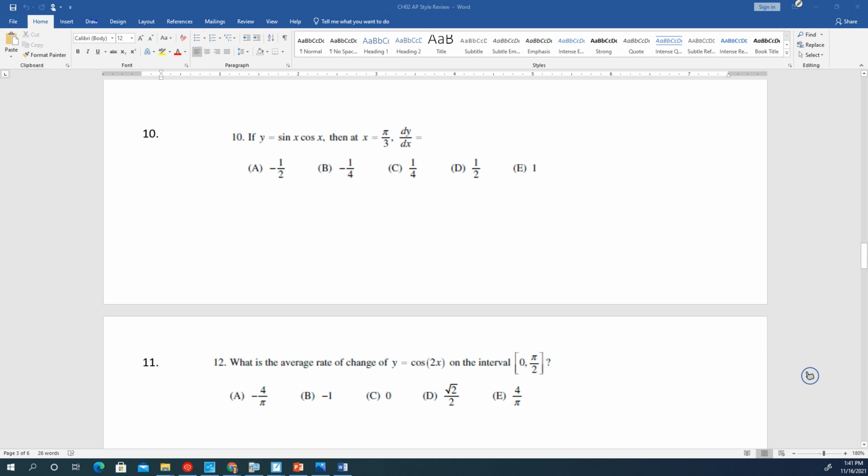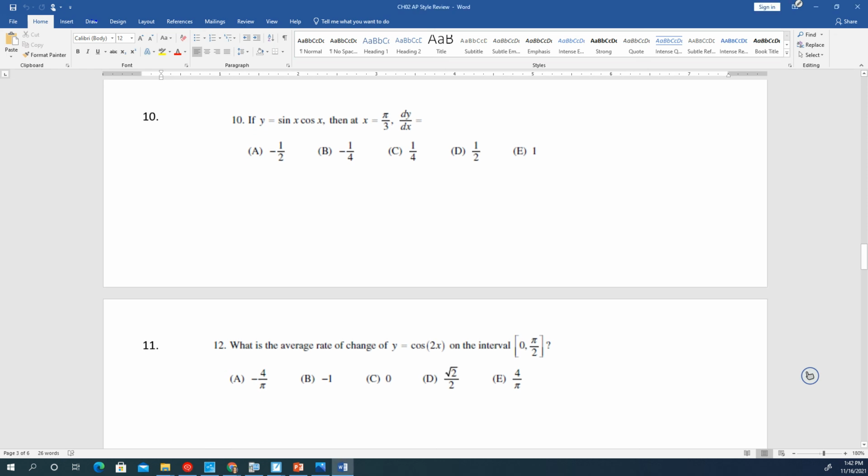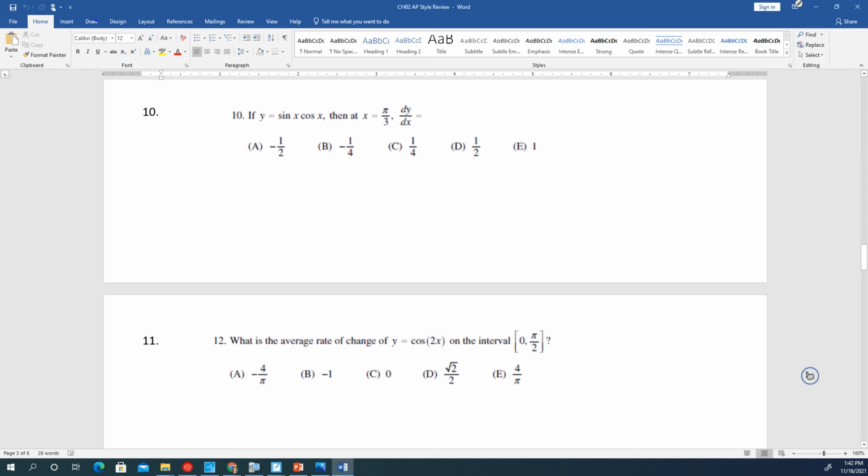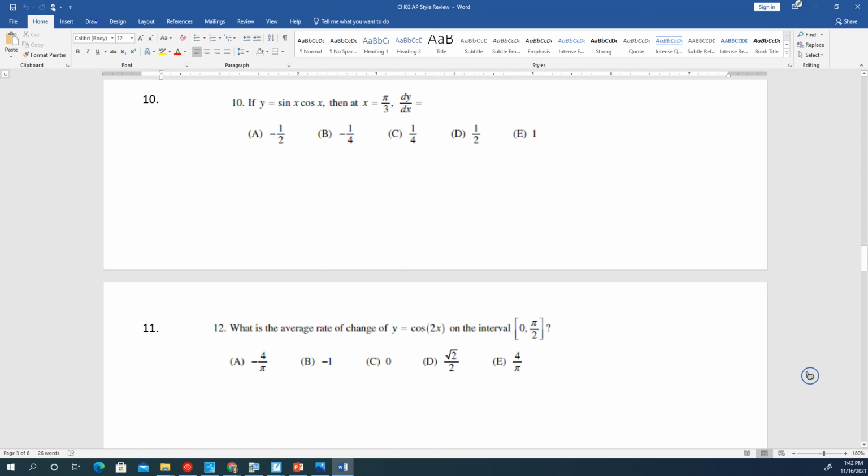If y equals the sine of x times the cosine of x, then at x equals pi over 3, dy dx, that's notation for what? Derivative. Derivative of y with respect to x. Yep. So, dy dx. Don't forget about product rule. We'd have to do first times the derivative of second, negative sine of x, plus second times the derivative of first. Might I add, this would be a no calculator question.